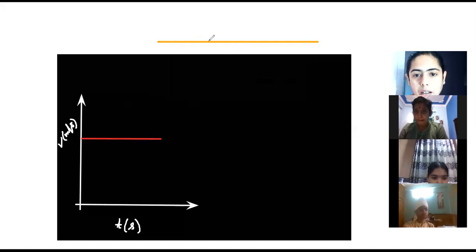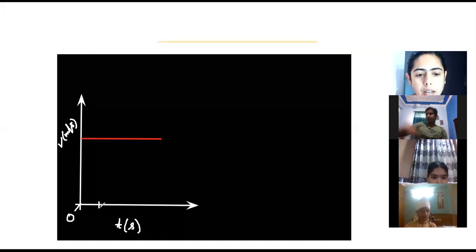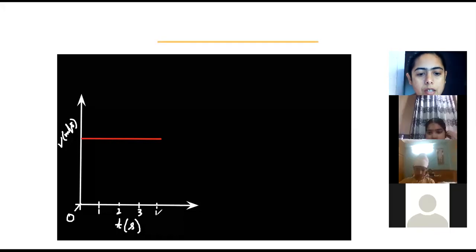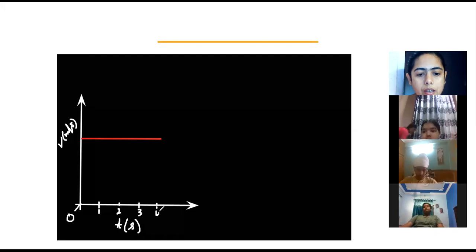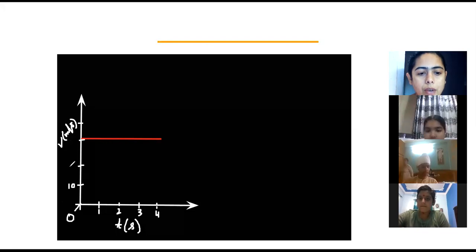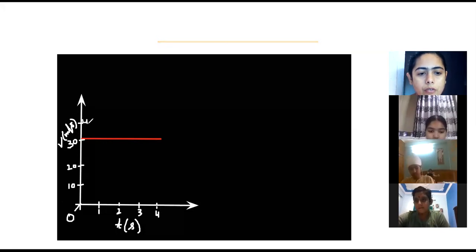Let's write the numbers first. We have 0 here in the origin. Then let's say time 1 second, here time 2 second, then here time 3 second, then this is 4 second. Same way, we have the velocities: 10, 20, 30, 40, it will go like this. Try to have equal distance. I'm writing it this side, I'm sorry for this.